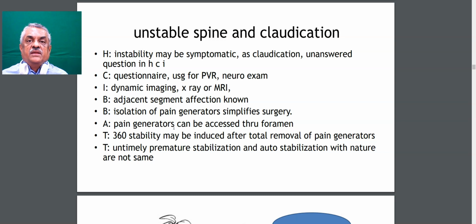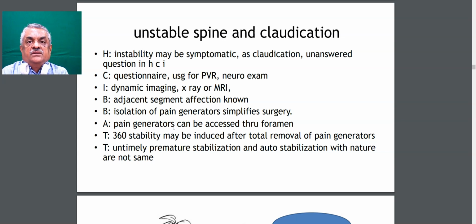We ask the patient to fill up a questionnaire. We go for ultrasound for post-void residue, and a standard neurological examination, which may include an EMG and nerve conduction study, is also done. The dynamic imaging, the X-ray, the MRI, the CT gives us proper understanding of the deformity or the instability. We also know that the adjacent segment may be affected in patients who have a previous fixation.